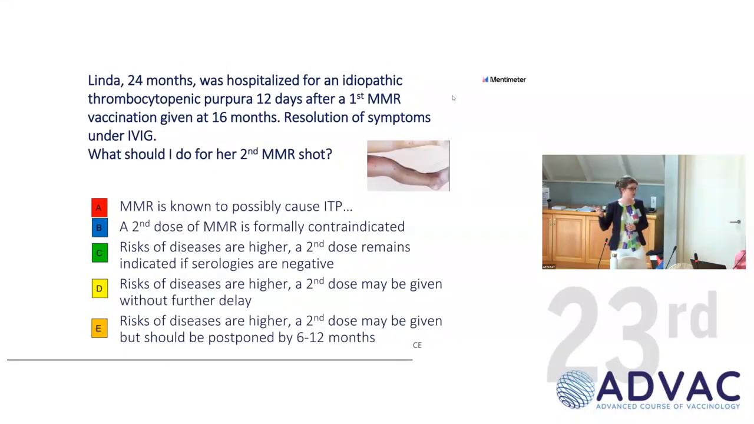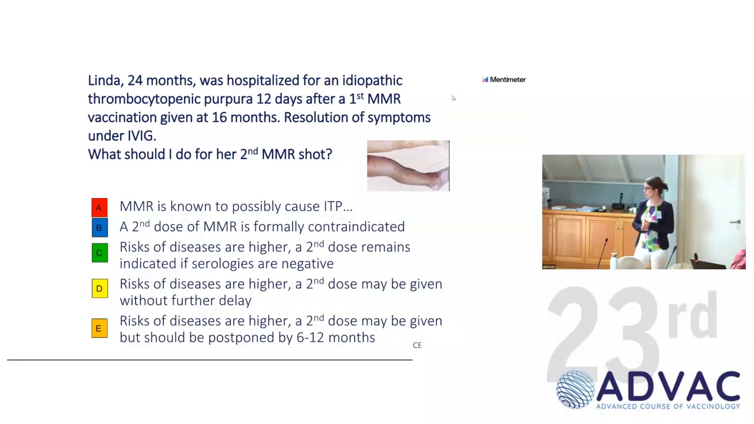This is a little bit in addition to the case before, the little boy who came with a rash. This is another type of rash, a thrombocytopenic purpura. Linda was hospitalized 12 days after her MMR vaccination, and she received intravenous immunoglobulins at the time to treat this condition. Now the question is, what should you do for the second dose? If you remember last Friday's talk on autoimmunity and vaccines, it might help you a tiny bit about the etiology. MMR is known to possibly cause ITP.